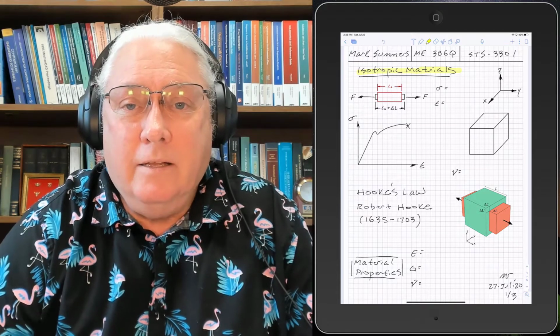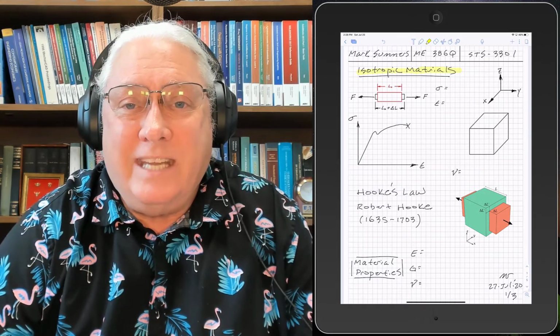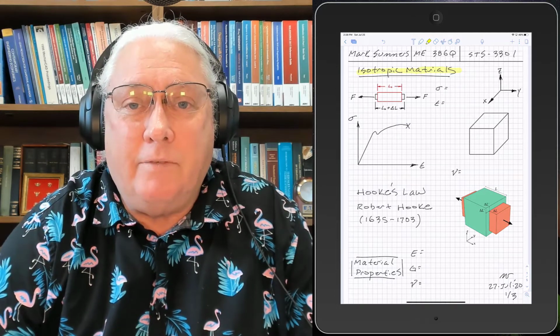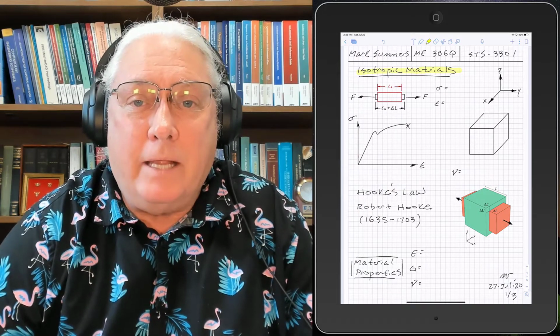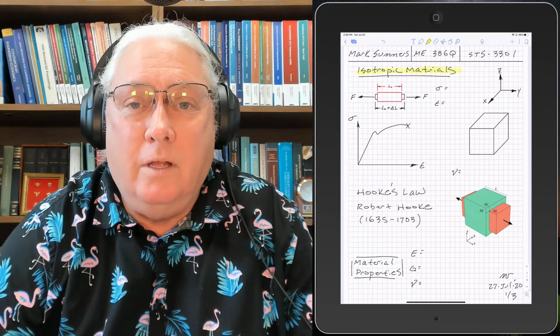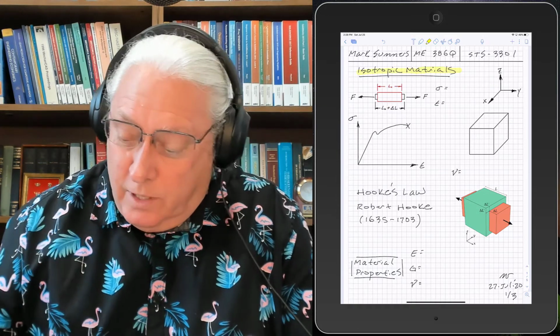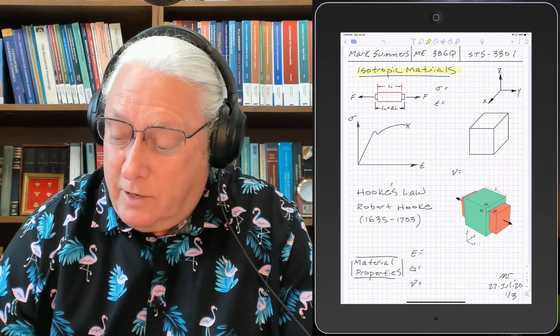So things like aluminum alloys, steel, stainless steels, many different types of engineering materials that we use on a regular basis are isotropic, and it makes it a lot simpler because we have fewer mechanical properties to deal with. So let's review isotropic materials.